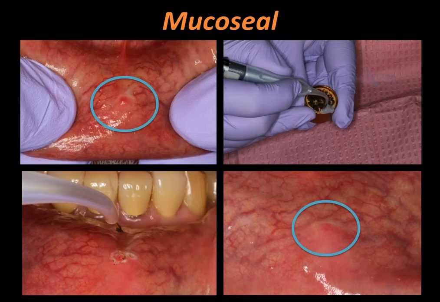Here we have a mucocele on the inside of the lip that we wanted to remove. And so here, again, when we're cutting, we're going to initiate the tip. And again, without anesthetic, I just went in very, very slowly and carefully and eliminated that mucocele quite efficiently and effectively.